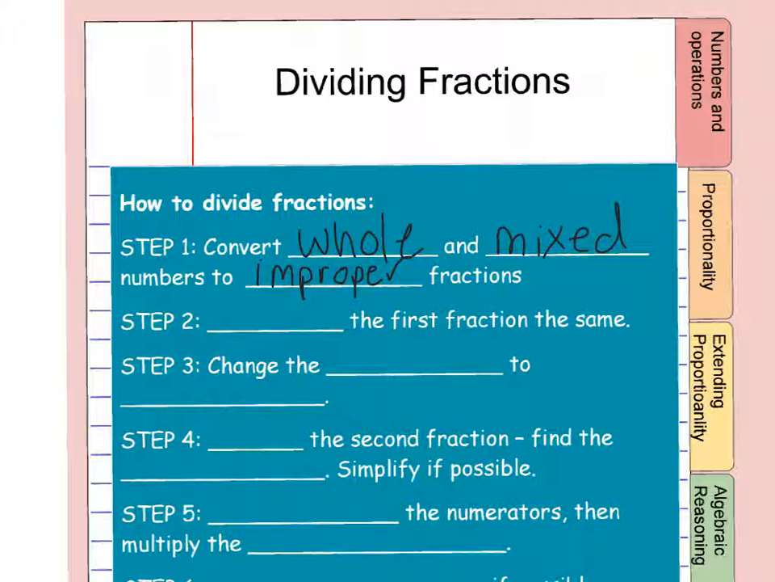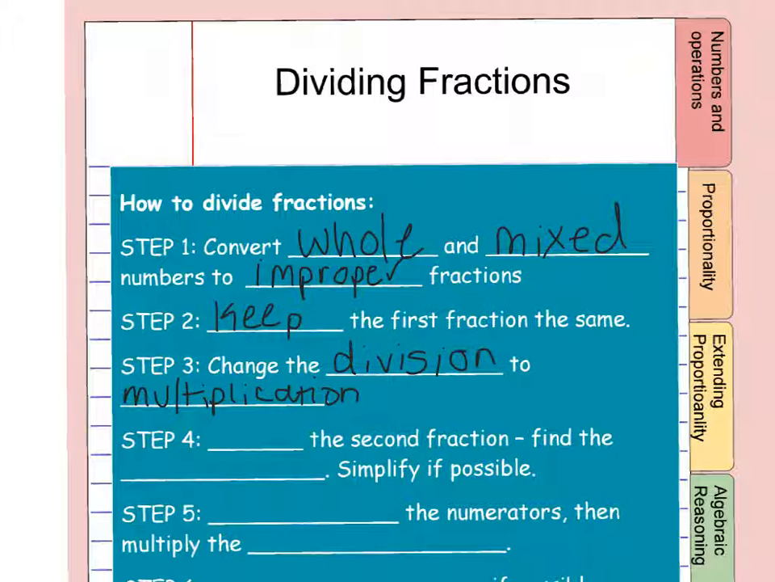Step 2 is that we are going to keep the first fraction the same. Okay, and you guys should be typing these words into your journal. You guys have the spots in there to type them. Step 3 is that we are going to change the division sign. We're going to change that to be multiplication. So we already know how to do the multiplication because that's what we spent the last 2 days doing. So we're simply going to change division to multiplication.